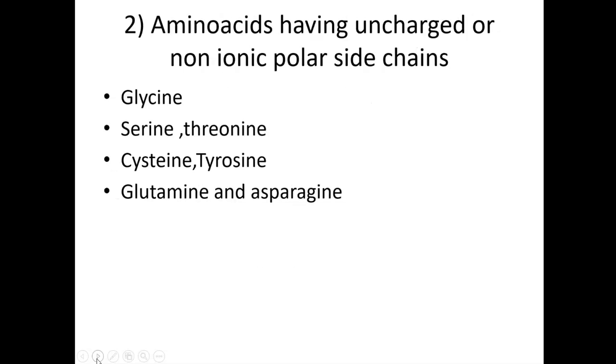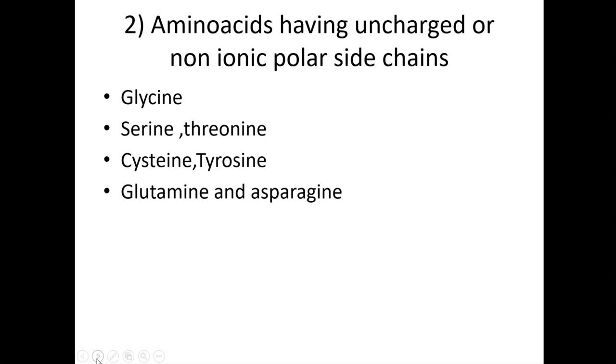Then the next one is amino acids having uncharged or non-ionic polar side chain. The heading is very important. They are uncharged, but they have a non-ionic polar side chain. They are glycine, serine, threonine, cysteine, tyrosine, glutamine and asparagine. Glycine contains a hydrogen atom. Serine and threonine, both these amino acids are hydroxyl group containing amino acids.